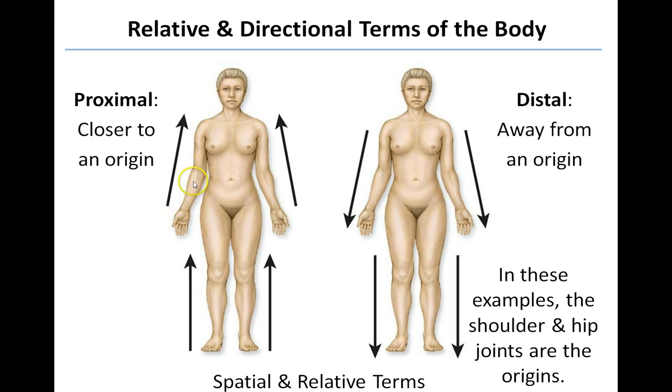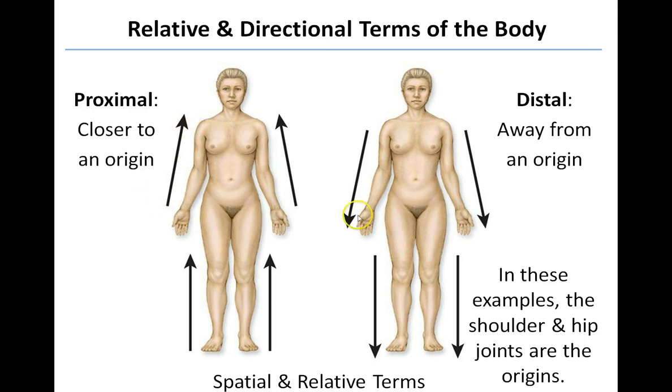That would mean that the elbow is closer to this point of attachment here than the wrist is. It's in closer proximity. Usually you have to define some other point of attachment or reference point when you're talking about things being proximal or distal to each other. So define the point of attachment, here the shoulder, and then you can say the elbow is proximal to the shoulder when comparing it to the wrist.